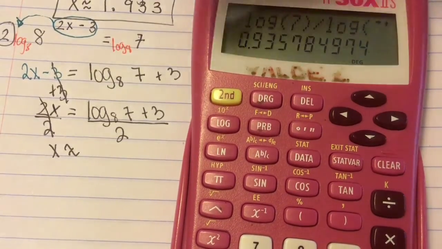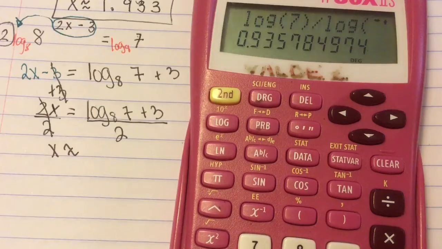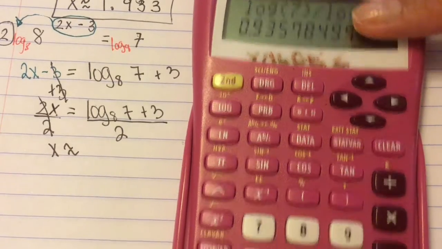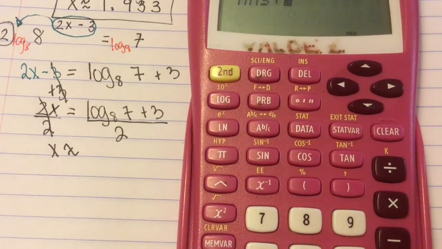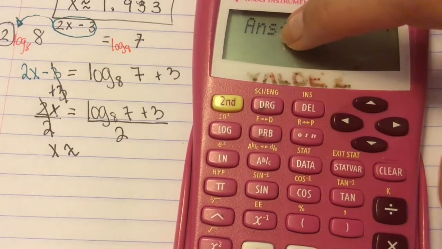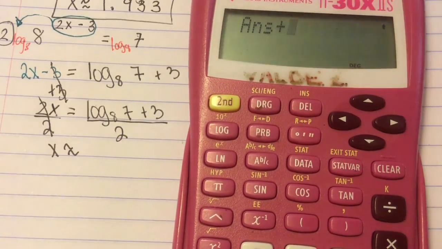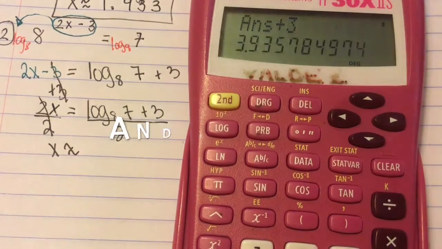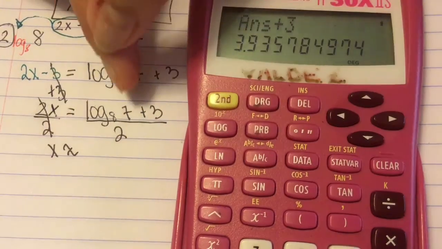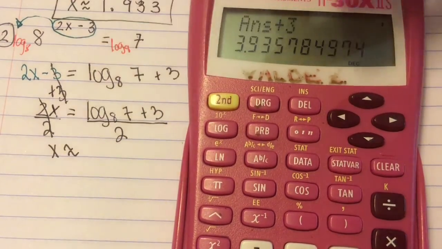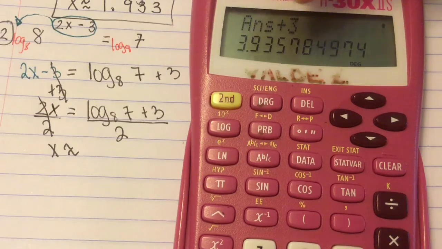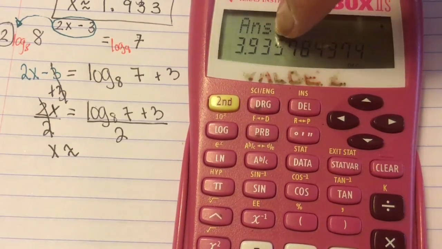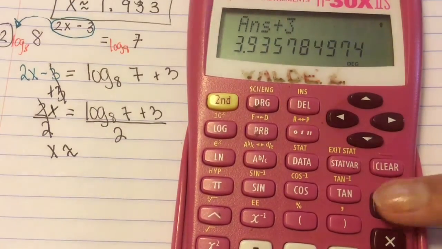I am going to add a 3 to this number here. So again, I'm not going to clear anything. I'm just going to click plus. See how it says answer in there? It's taking my answer that's already in the calculator, and I'm adding 3. So I've done this part already. I've added 3. I have not rounded yet. I have used every value in my calculator. I'm now going to divide by 2.